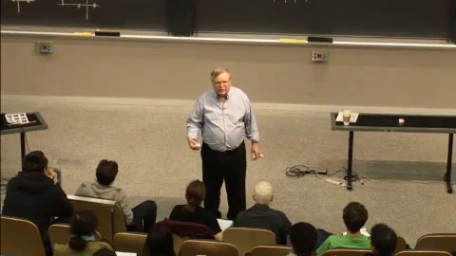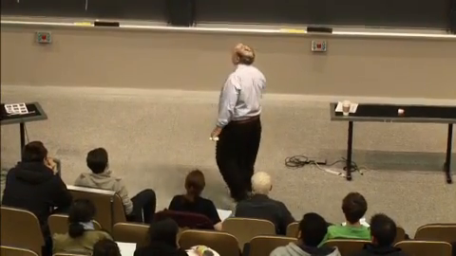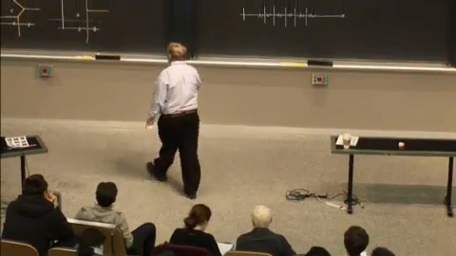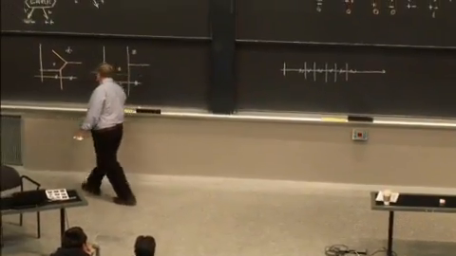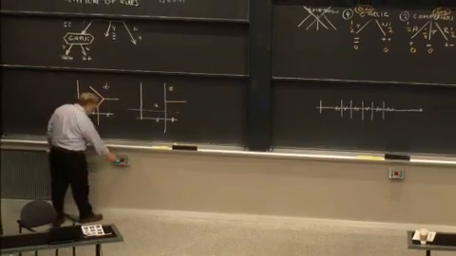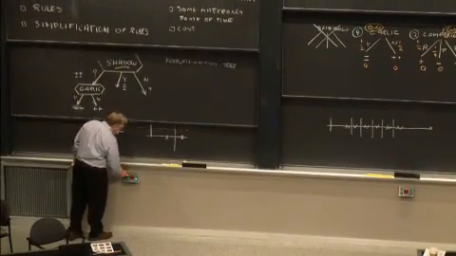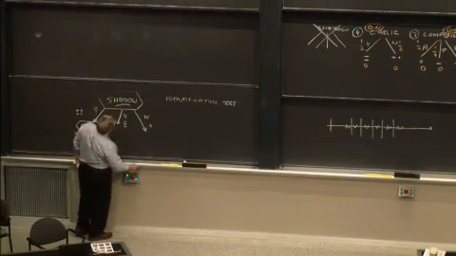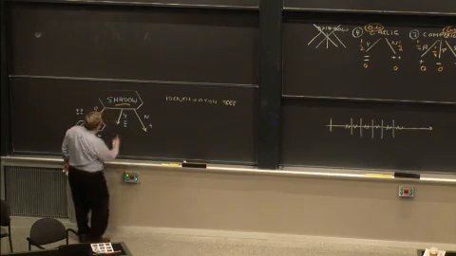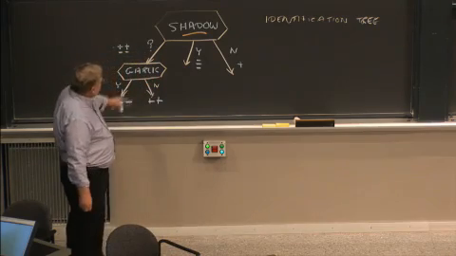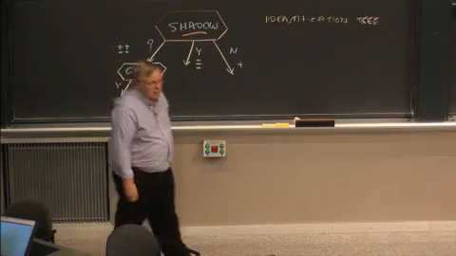How do we convert the tree into a set of rules? Oops, wrong one. Oh, here's what I want. Yeah, good. How do we convert this tree into a set of rules?